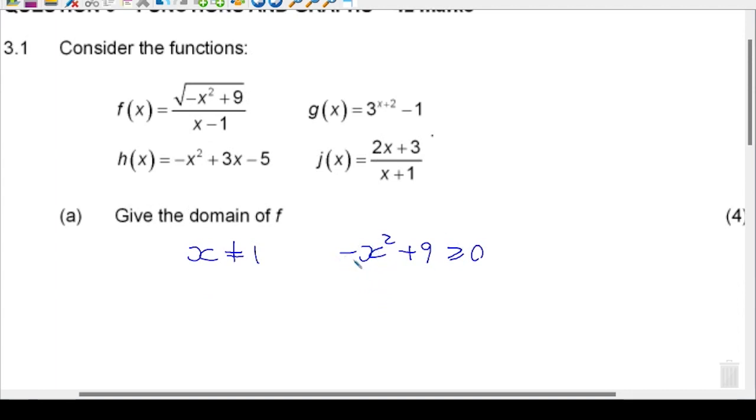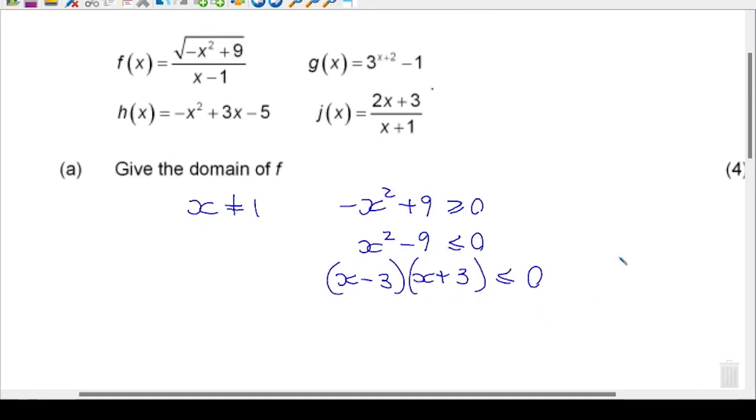We're going to multiply through by negative 1. So x squared minus 9. 0 times negative 1 is 0, but we must switch the inequality sign around. Now we're going to factor that. It factorizes easily. It's a difference of squares, x minus 3, x plus 3. And again, the critical values are negative 3 and 3.